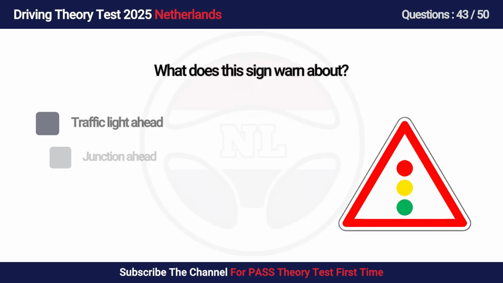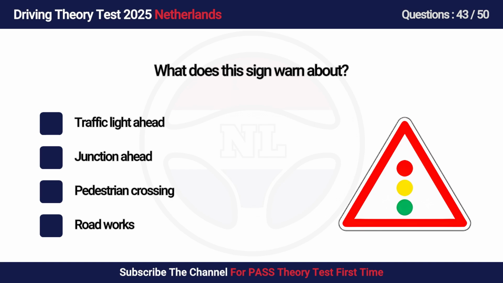Question 43. What does this sign warn about? A. Traffic light ahead. B. Junction ahead. C. Pedestrian crossing. D. Roadworks.